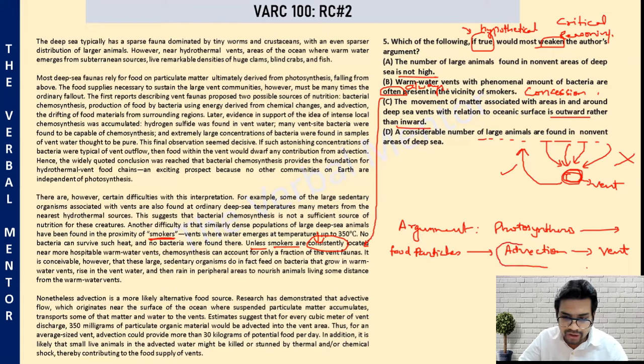Basically, this part of the chain, that advection moves these food particles into the vent area, is broken. This was the author's argument, and it stands nullified, vitiated. Correct answer C. Nice question, this one.